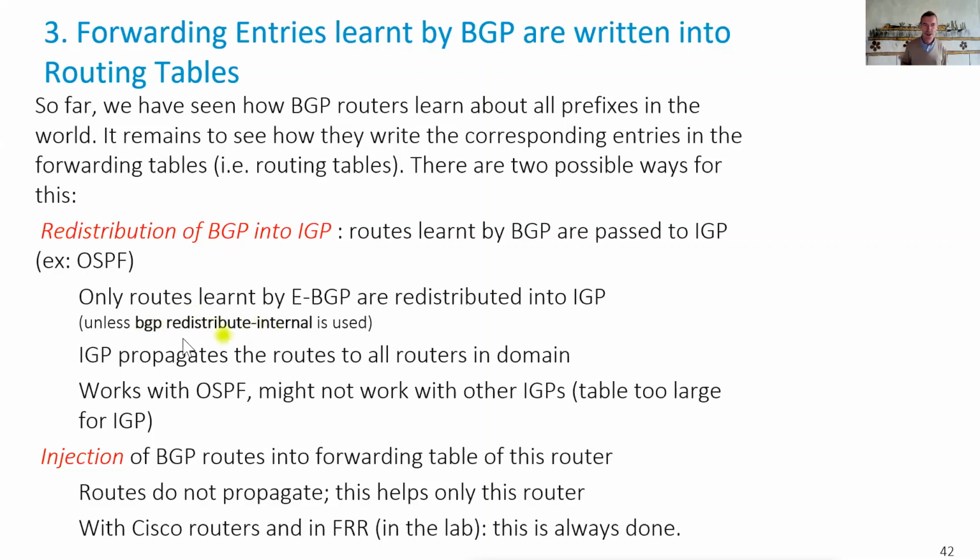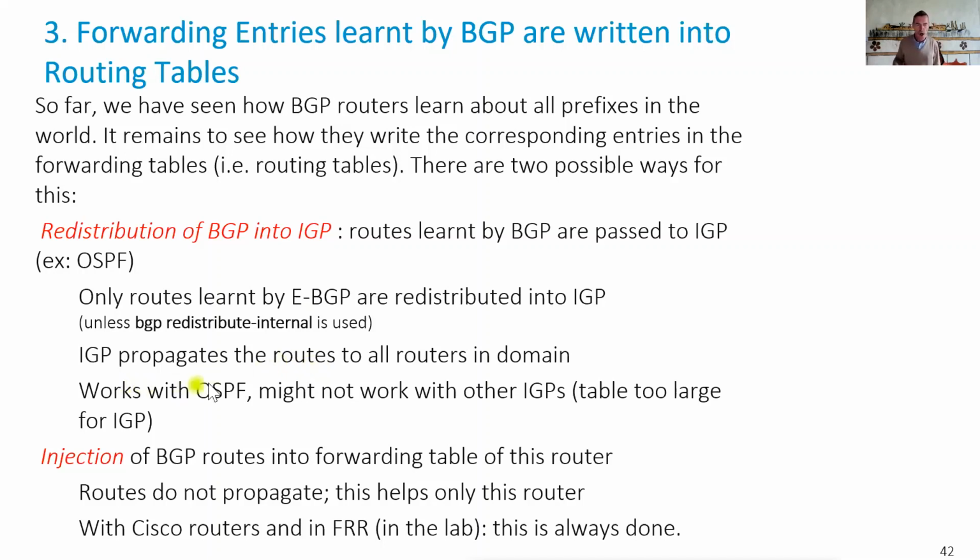Of course, when you do that, you do only what is called redistribute external. You don't want to give into OSPF the routes that have been learned internally. So you, in principle, do that only at the routers that have fresh information, because IBGP information is information that is second-hand, has been learned by some eBGP routers. So in order to avoid double redistribution, in principle, you do this. Then OSPF will propagate the routes to all routers in the domain.